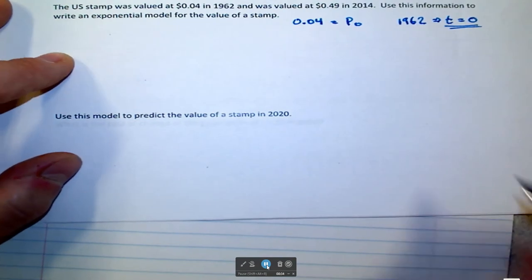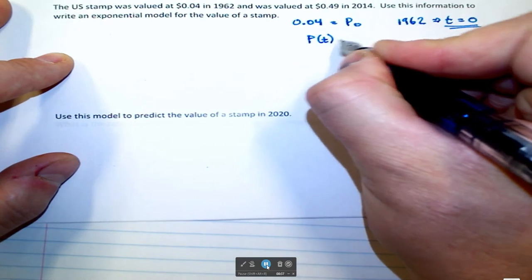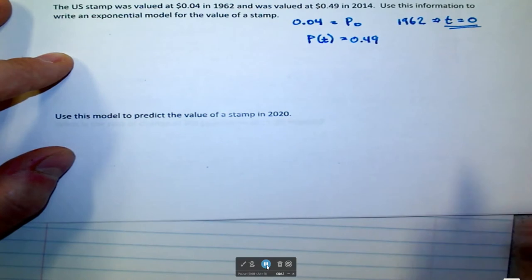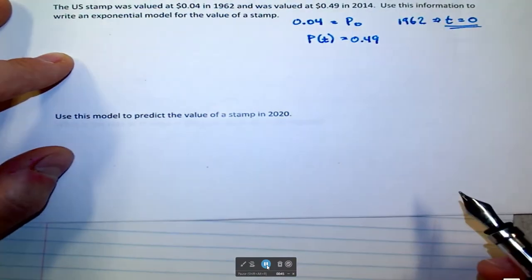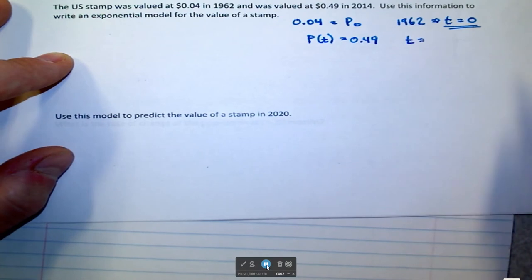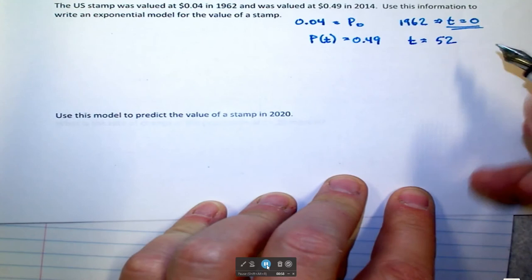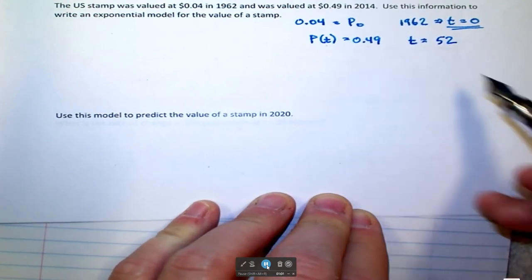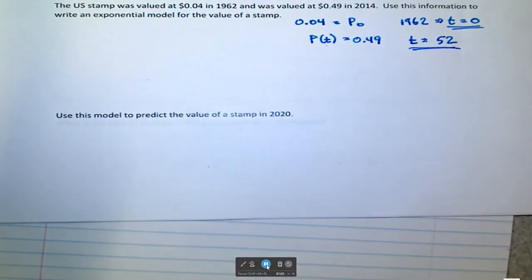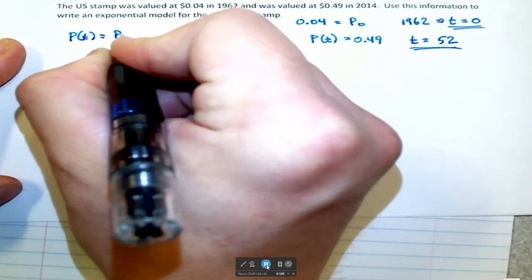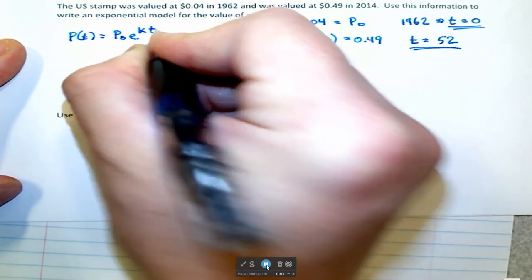So, now we have P of T is 0.49, right? It's 49 cents. That's our current value based on this model. When T is equal to how much? Okay, so we're going to take 2014 minus 1962, and we get 52 years. So T equals 52. Cool. So let's take our model. Our model says P of T equals P naught e to the kt.